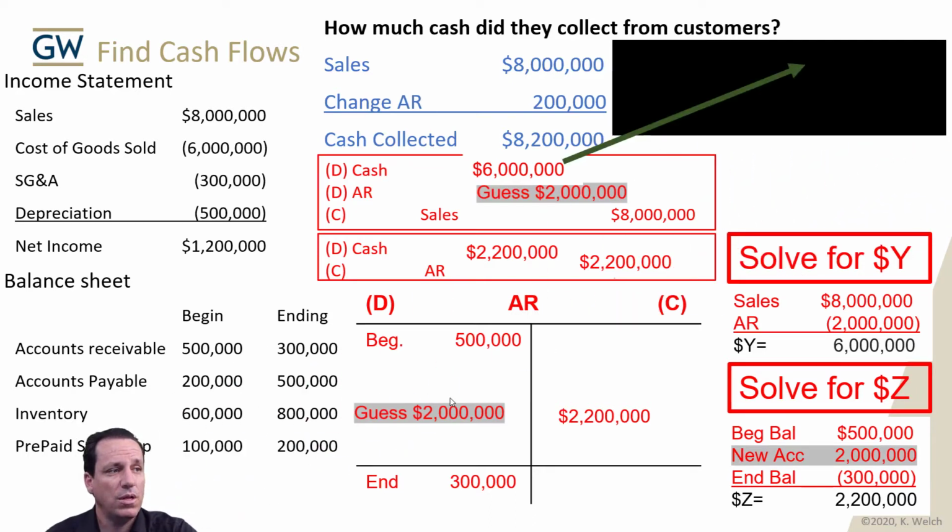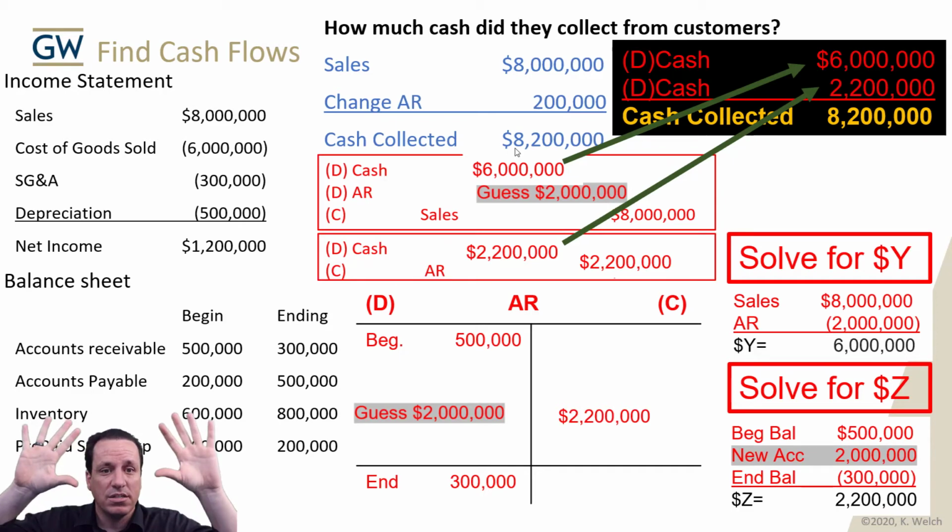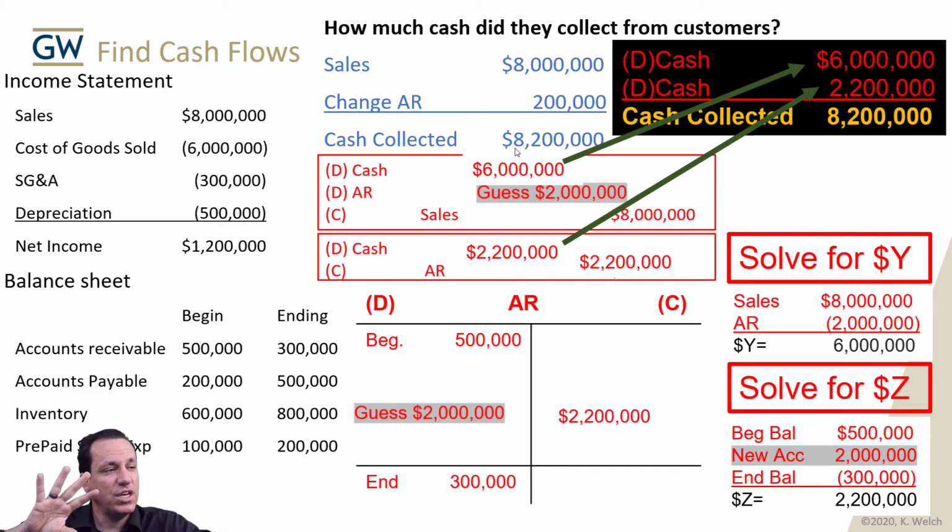And as a result, if we take this 6 million and put it up here, and then we take the 2.2 million and put it up here, guess what it equals? That 8.2 million. This 8.2 equals this 8.2 here, and we just made up the 2 million. So you could make up any number, and because of the rules of accounting, because of the laws of the accounting universe, you're going to always end up with this $8.2 million here for the cash collected. So that's why netting accounts works.